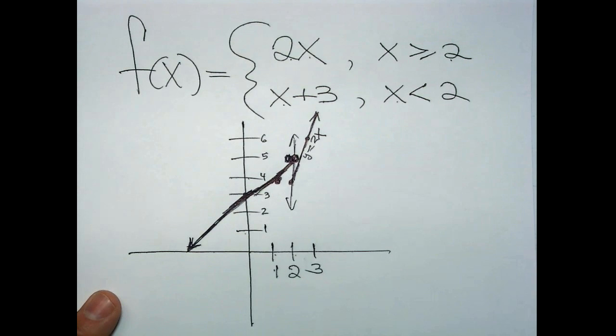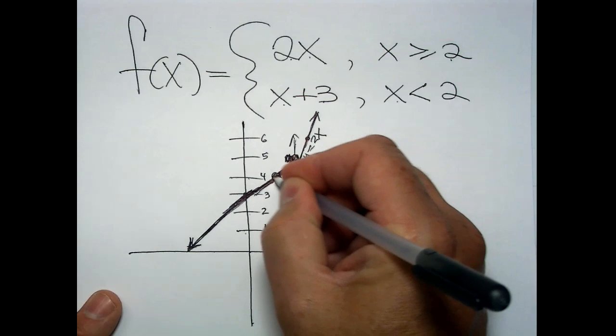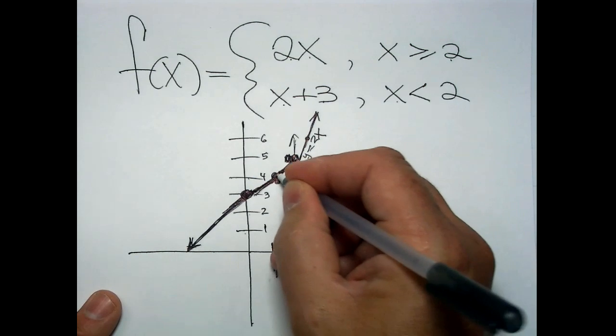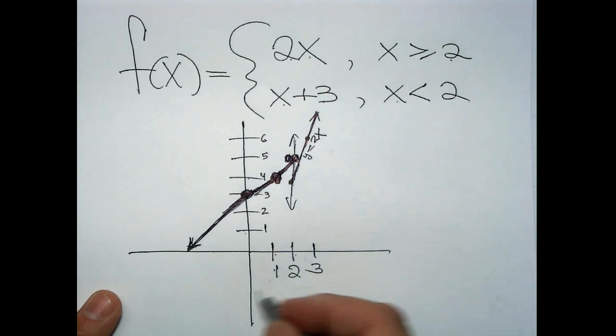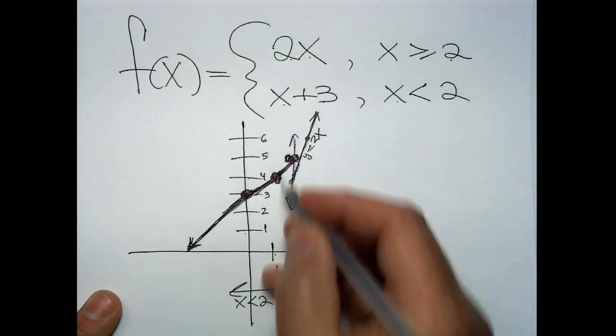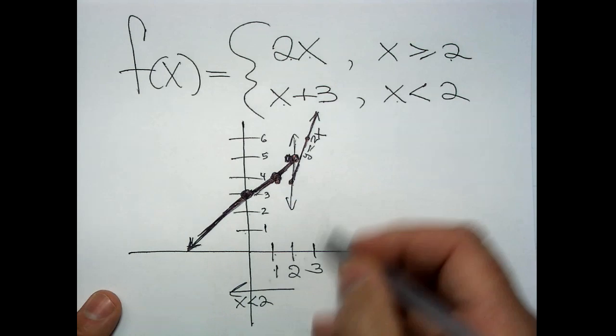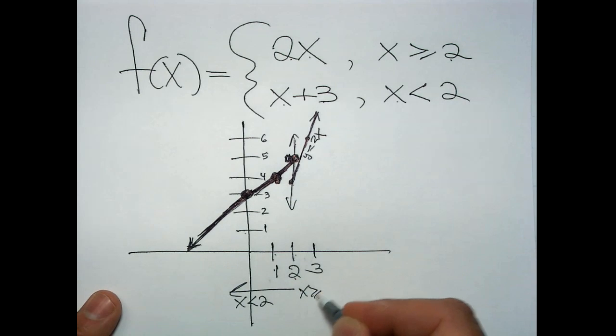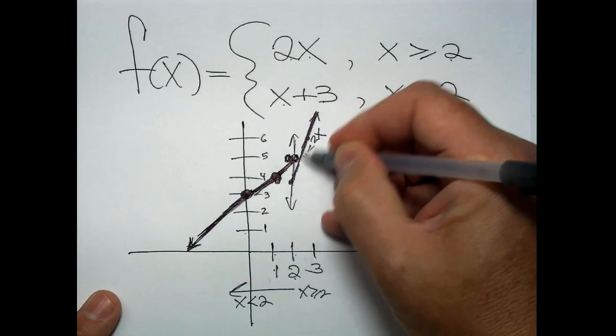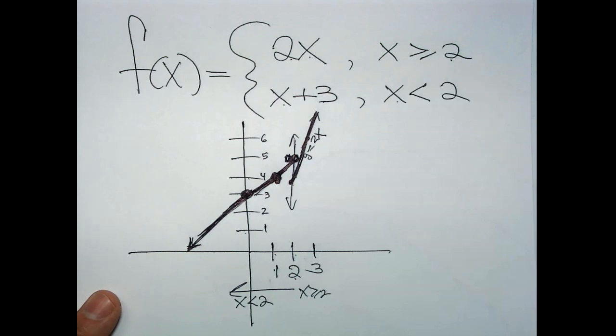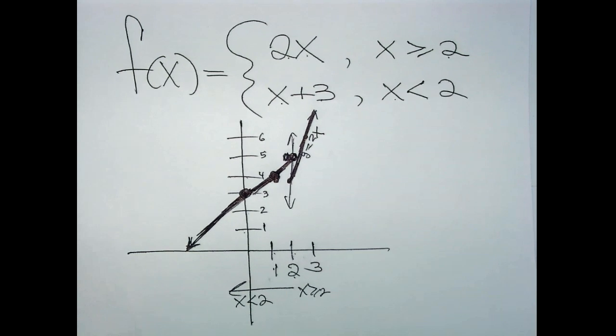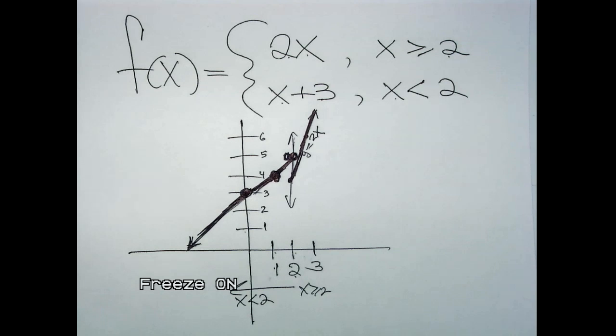So this is a piecewise defined function. In a piecewise defined function, the function is defined for different portions of the x-axis. For x less than 2, we were supposed to use this line that has slope 1. For x greater than or equal to 2, we were supposed to use this line that has slope 2, actually. So it's a little steeper. So that's a piecewise defined function.